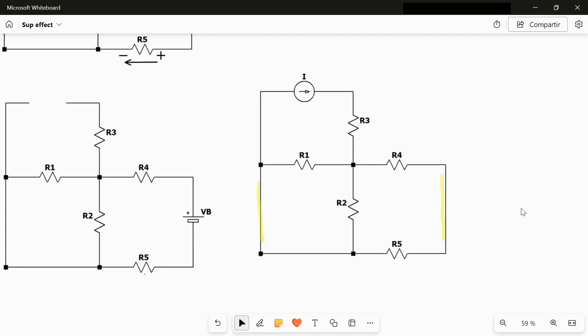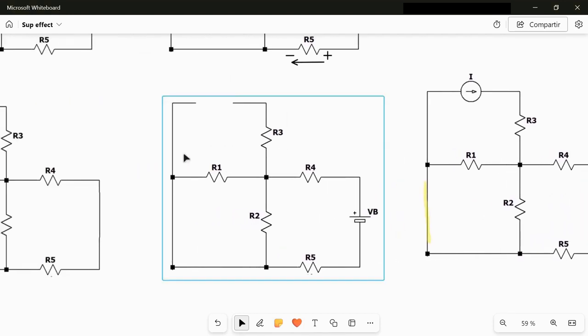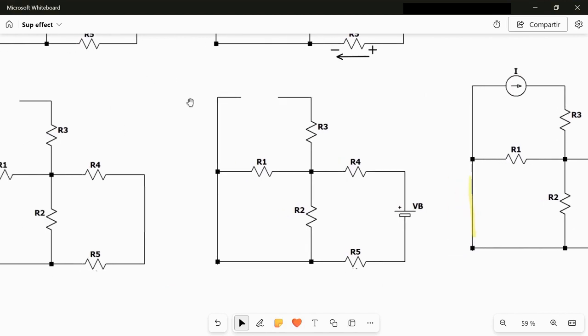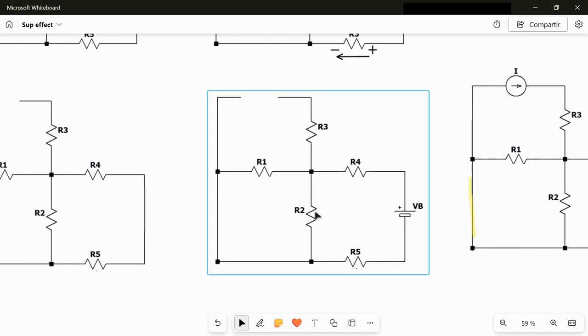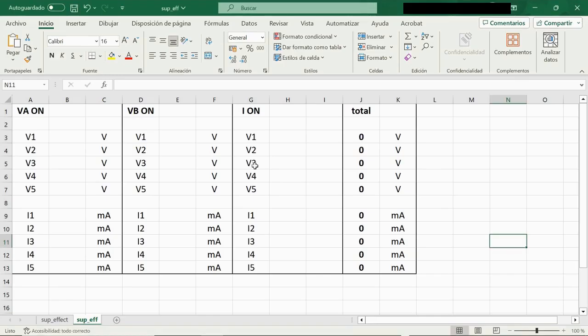So the next step is to solve each one of these three cases, and then add up all the contributions from all the currents and voltages that we obtain in each case. In the remainder of this video, I will solve these three circuits one at a time, and then I will add up all the contributions in an Excel file.